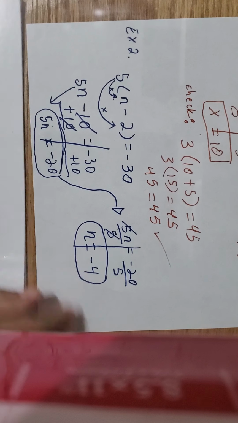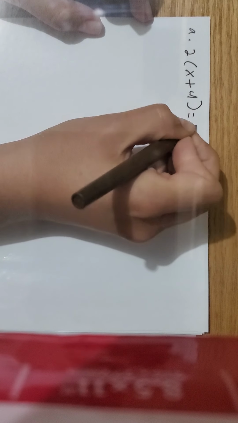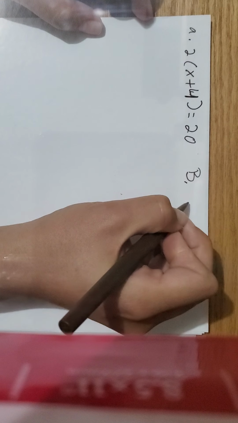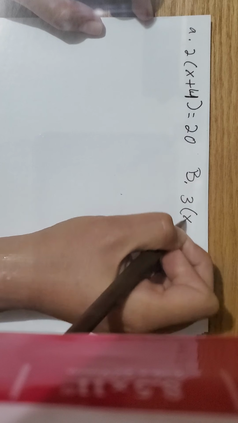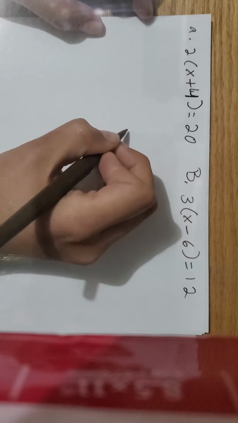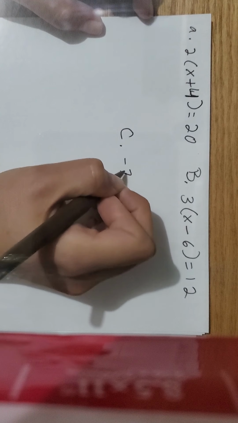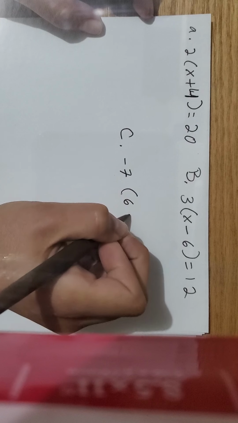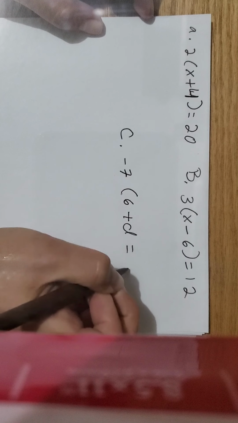Now, the ones that I want you to do at home on your own are the following. For letter A, 2 parentheses x plus 4 equals 20. Oh, that's a 4. I'm sorry. Letter B, 3 parentheses x minus 6 equals 12. Letter C, negative 7 parentheses 6 plus d equals 49.